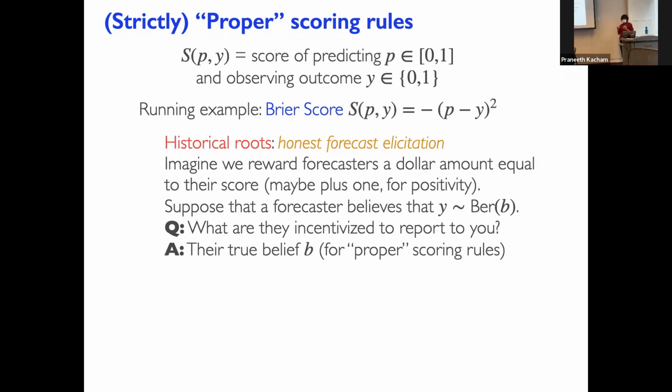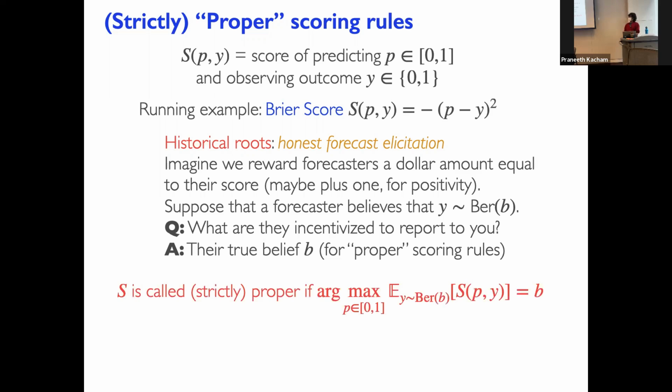And the answer is, if you use a scoring rule like the one above, the Brier score, then if they want to maximize their expected reward, they will actually tell you what they think. They will tell you their true belief b. There's no incentive to game the system. And so, formally, mathematically, a scoring rule, a bivariate function like this, is called strictly proper, where the strict part is if there's only one maximizer for this optimization problem, but it's proper if this thing holds. So I'll just help you parse it.